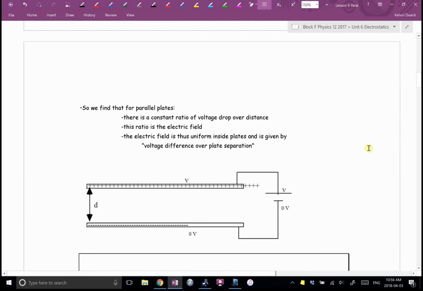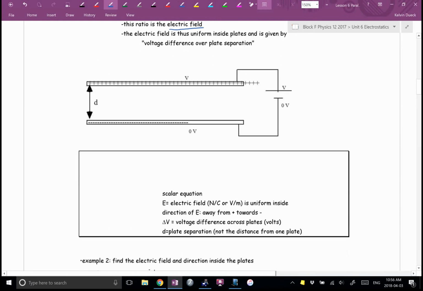So we've just noticed for parallel plates, there's a constant ratio of voltage drop over distance, and this ratio, this slope, is the electric field, which means in the box down here, we can write a new equation for electric field. It's the voltage divided by the distance that the plates are apart, or how far you've traveled between the plates, whatever distance we're talking about there.